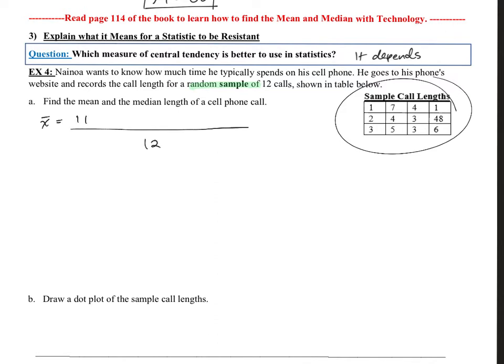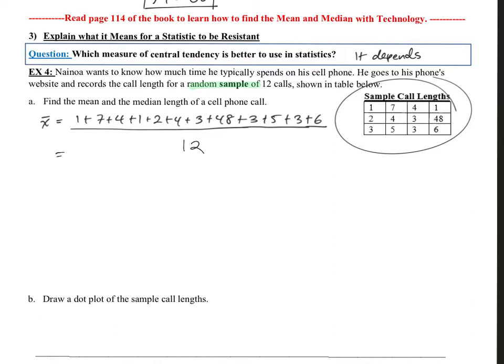We have 1, 7, 4, 1 in the first row. Then 2, 4, 3, 48. Wow, that's a long call. 3, 5, 3, 6. That's actually not a long call. I think I talked to my sister longer than that. All right.